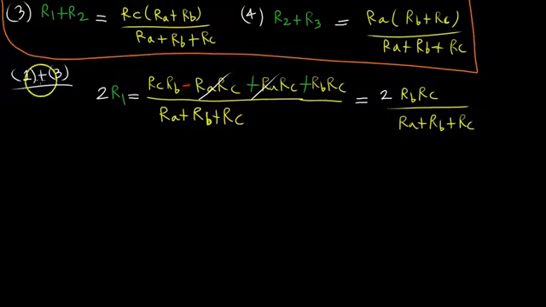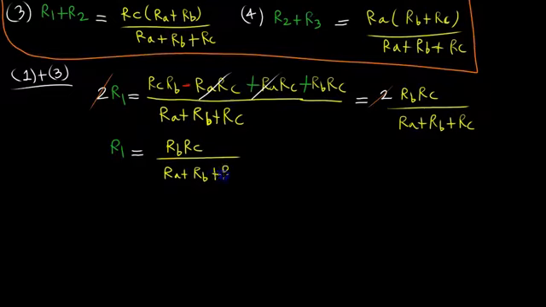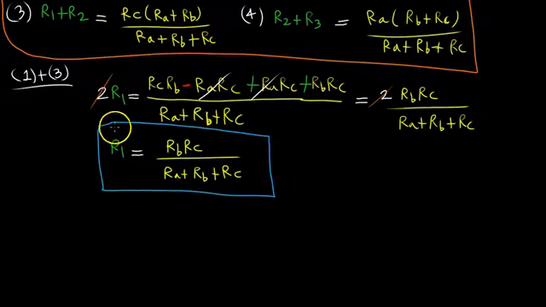Now you can see that I can cancel the 2's out, and what I end up with is that R1 is equal to RBRC all over RA plus RB plus RC. Let's box this relationship. So we found the star or Y equivalent of R1 in terms of RA, RB, and RC. And that was our goal, as I stated before.